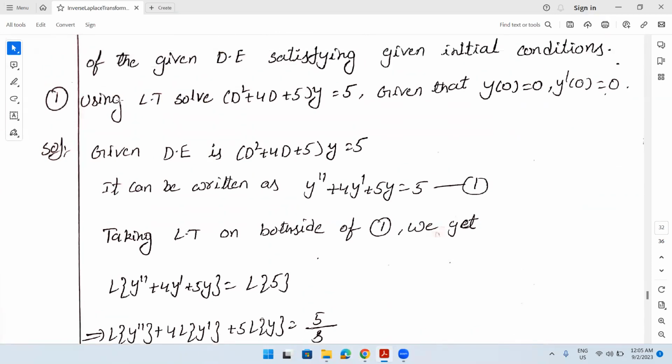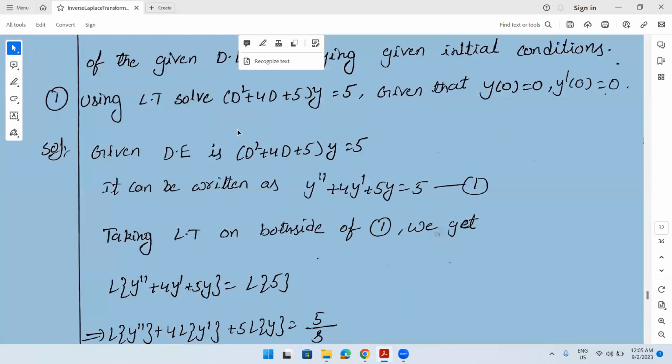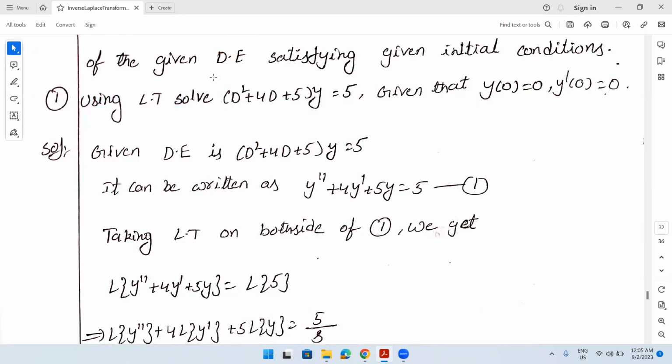Okay. So if they ask you to use Laplace transform, apply Laplace transform. Otherwise, we can do the normal method, that is the yc plus yp method. We can apply it, we take auxiliary equations. That method we already know. Okay, so let us apply Laplace transform.